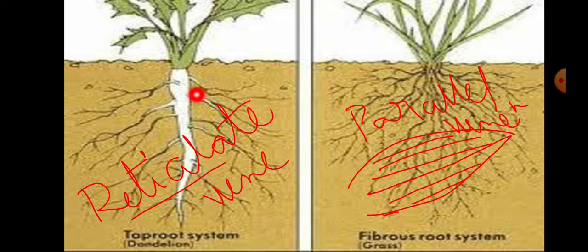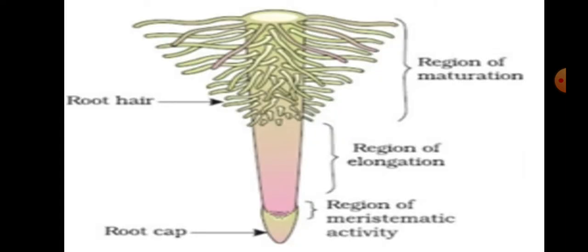In the taproot system, we have a main root, and from the main root lateral roots and root hairs start arising. Whereas in the fibrous root system, at a single point at the bottom of the stem, all the root hair-like structures arise. That is your fibrous root system. So now let us mainly focus on the root parts. The entire region of the root is mainly categorized into 4 different parts.